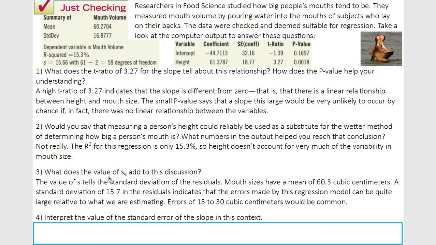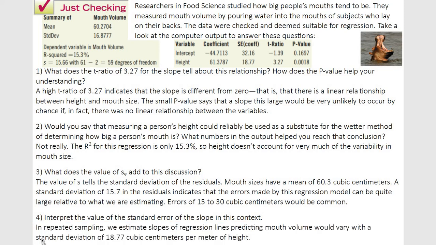All right, so if that's the standard deviation, then having errors 15 to 30 cubic centimeters off would be very common. All right, now the standard error. So in context and repeated sampling, we estimate the slopes of the lines predicting mouth volume would vary with a standard deviation of 18.77. That's right here. So the standard error of your slope would be 18.77. So that's how much my slope's going to vary.